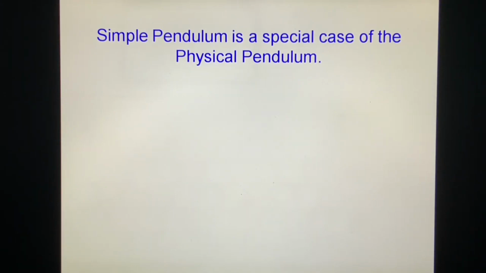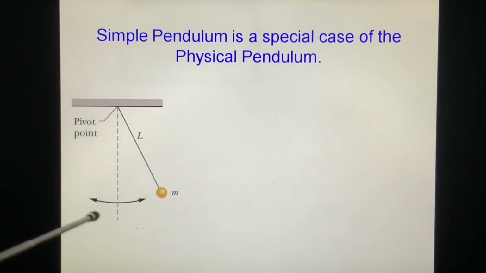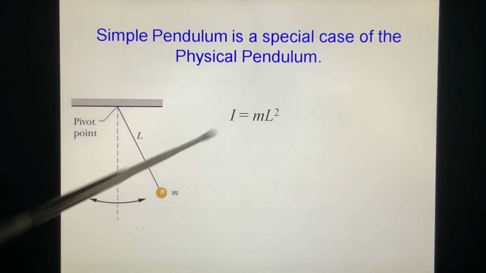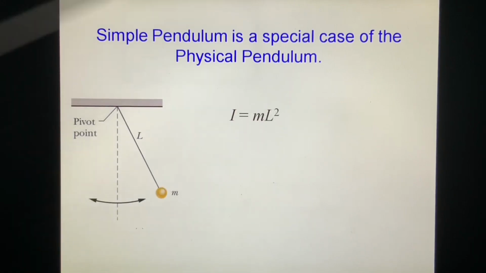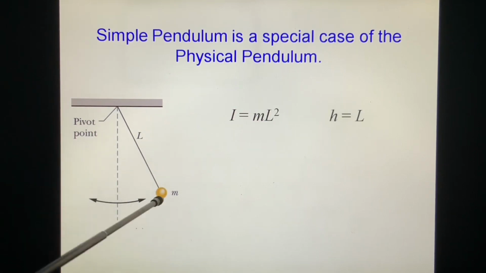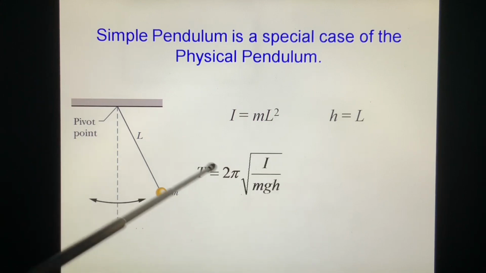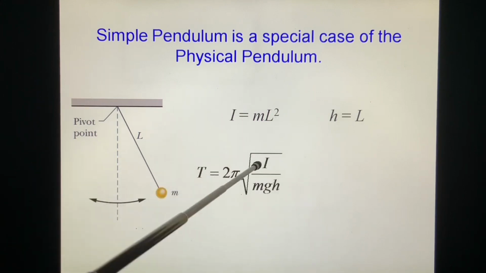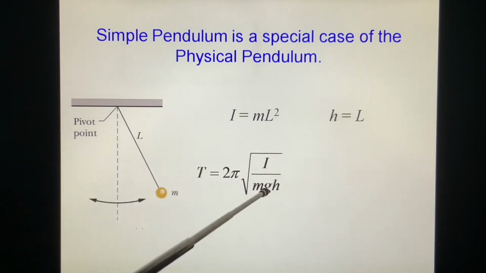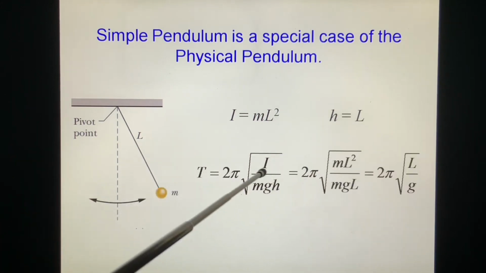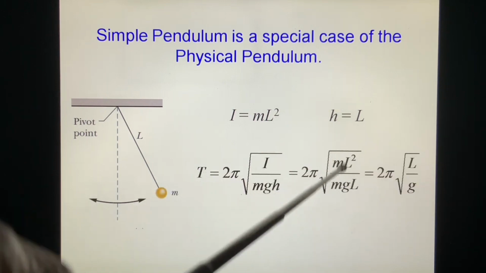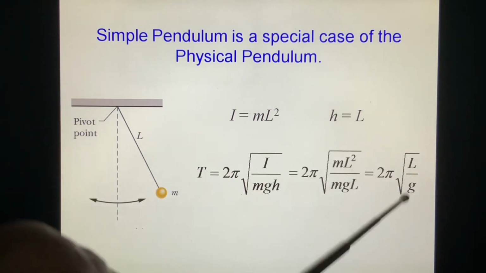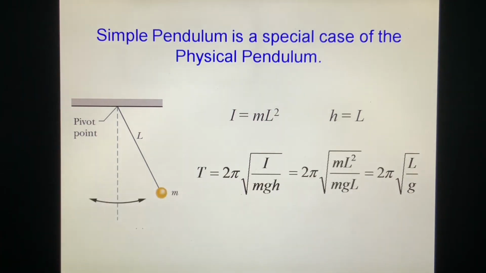Simple pendulum is a special case of the physical pendulum. This is a simple pendulum. This is I equal to ml squared, and h equal to L. This is center of mass to this one is L. So we put in the formula for the physical pendulum, I equal to ml squared, h equal to L, and we get ml squared over mgL, cancel m, L, we get square root of L over g. This is the period of a simple pendulum.